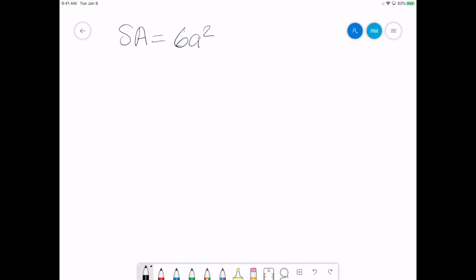Alright, again I have been given an equation. The surface area equals 6 times a squared. And they ask me to solve for a. So that means I've got to rearrange the equation and solve for a. The first thing I'm going to do is get rid of whatever's next to a, which is this 6. It's being multiplied, so I'm doing the opposite, which is dividing. Whatever I do to one side, I have to do the other.